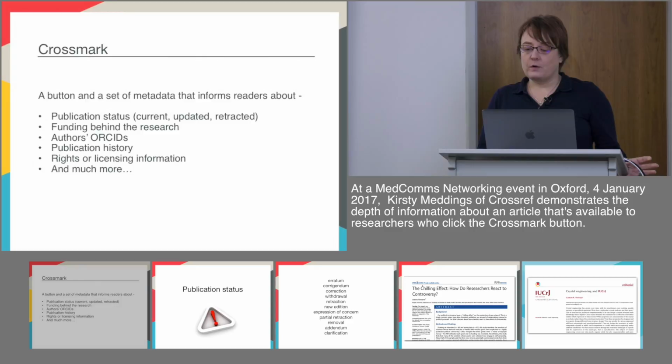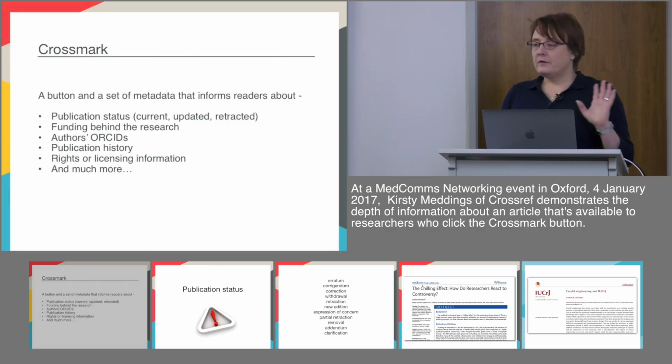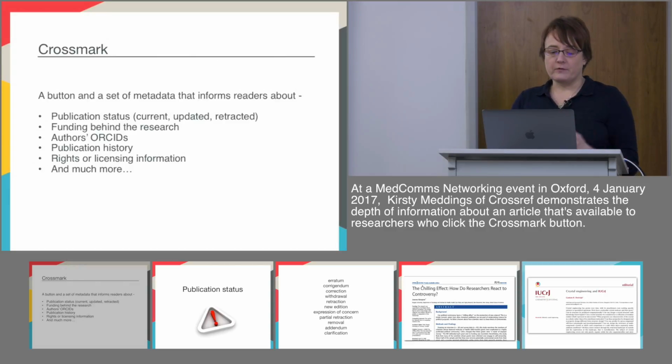So Crossmark is a service that we run for our member publishers, and it uses the metadata that they send to us, to Crossref, to uniformly tell readers about a number of things. Most importantly, perhaps, it tells them about the status of a piece of content, whether it's up to date, whether any changes have taken place, whether it's been updated, corrected, retracted, and so on. Crossmark will also tell readers very clearly about any funding information, the funding behind the research that has resulted in that publication. It can display authors' ORCID IDs, it can give a publication history, information on rights and licensing, and much more. And I'll show you how it looks in a moment.